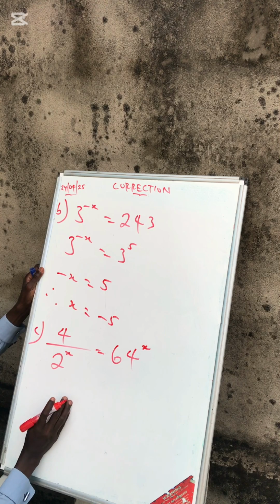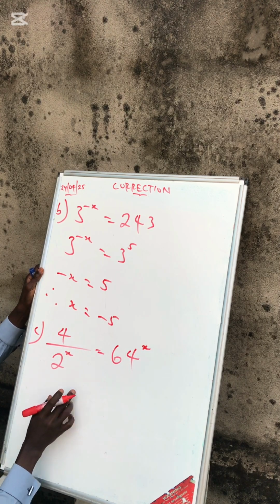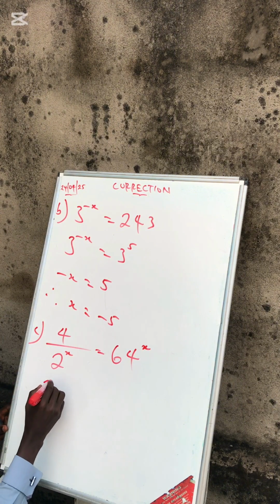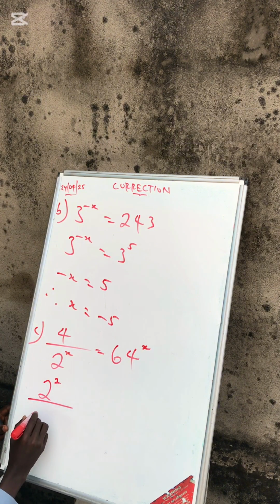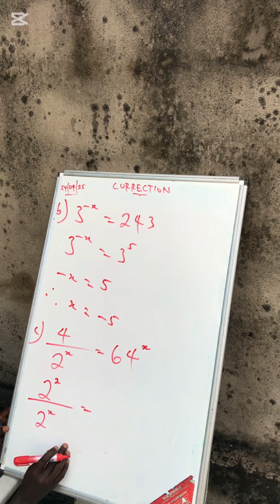So what does that mean? You can do it this way. Yes. You can write everything as a power of 2. Do you understand? Yes. 4 is what as a power of 2? 2 raised to 2. Beautiful. Stop writing and look up. Over 2 raised to power x equals what? 64 as a power of 2.